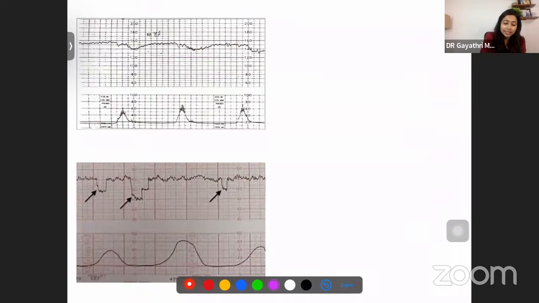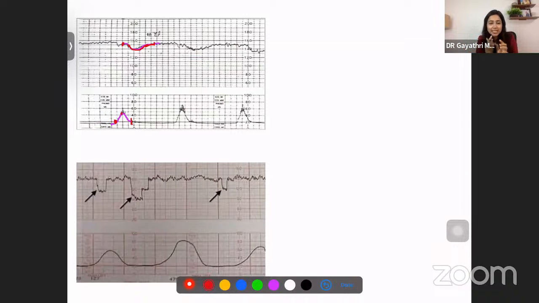If you look at this CTG, you will see that yes, there are decelerations and there is contraction. But they are not just mirror images. There is a phase shift. Once the contraction starts, the deceleration has not started. By the time the contraction peaks, the deceleration has started. Even after the contractions have ended, still the decelerations have not ended. It's only later, after the contraction has ended, that the decelerations end. So there is a phase shift.